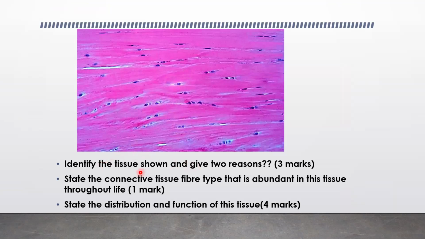The collagen fiber that is abundant throughout life is collagen type 1. As for distribution and function, you find it in places where you require support: the intervertebral disc, the annulus fibrosus, the pubic symphysis, the symphysis menti, the temporomandibular joint, the sternoclavicular joint, and other specialized types of joints.